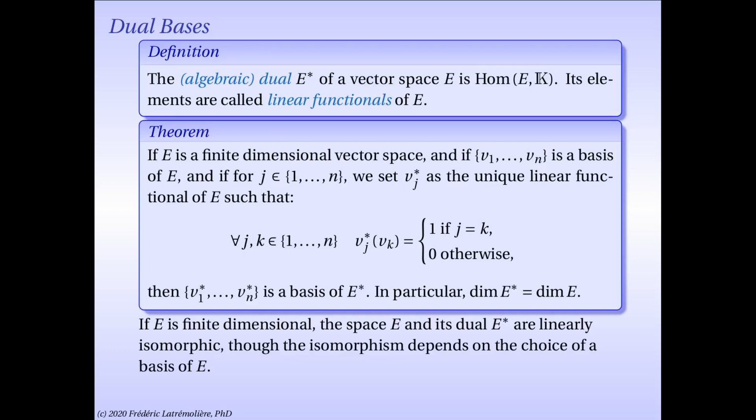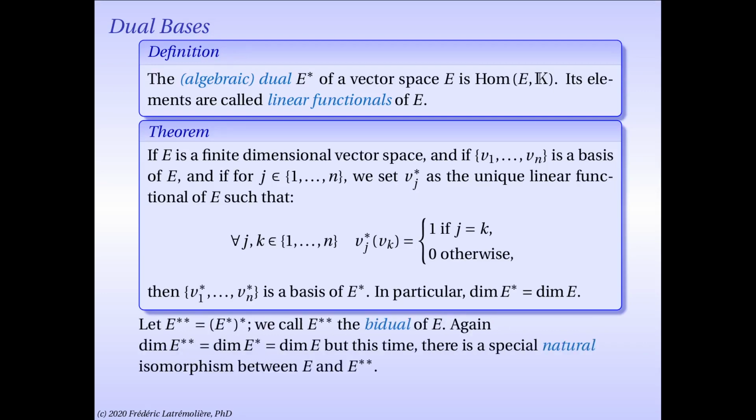Now, of course, the dual of a vector space is itself a vector space, and so we can take its dual. So let E be a vector space. The bidual of E is the dual of the dual of E. And if E is finite dimensional, then with the work we have just seen, we can conclude the dimension of the bidual equals the dimension of the original space. So again, the space and its bidual are linearly isomorphic when the space is finite dimensional. However, in this case, there is a natural isomorphism between the space and its bidual, that is, an isomorphism that does not require the choice of a particular basis.